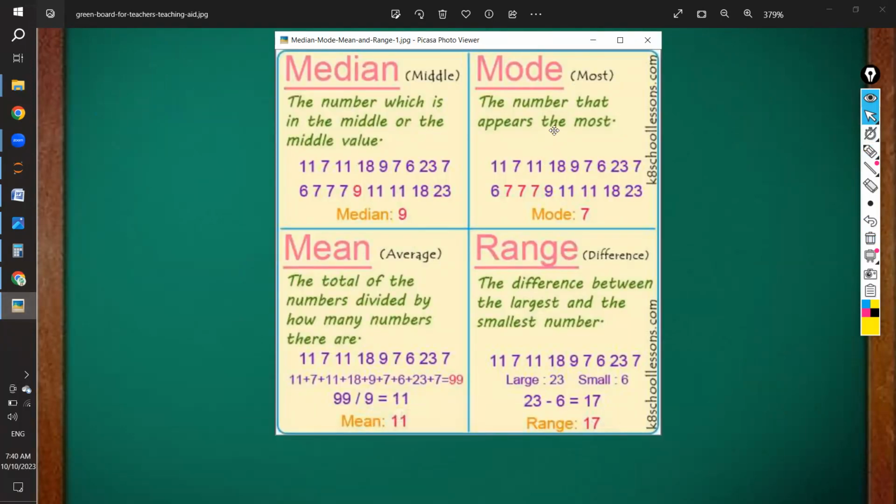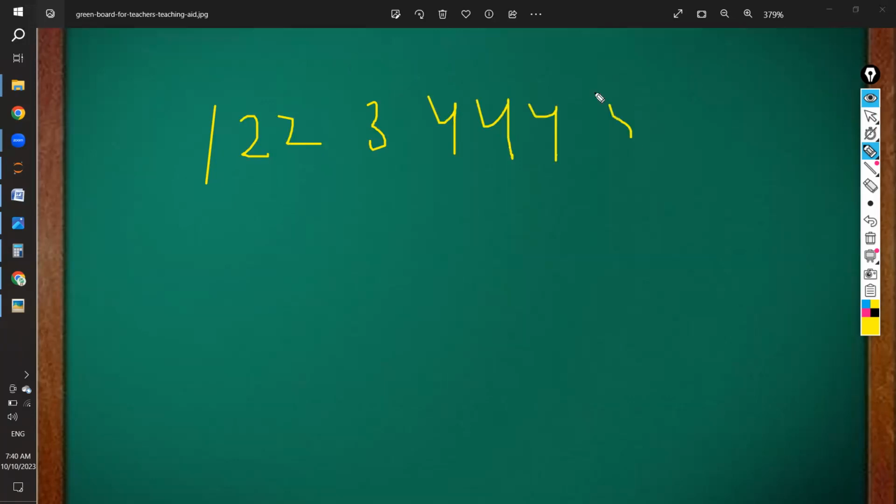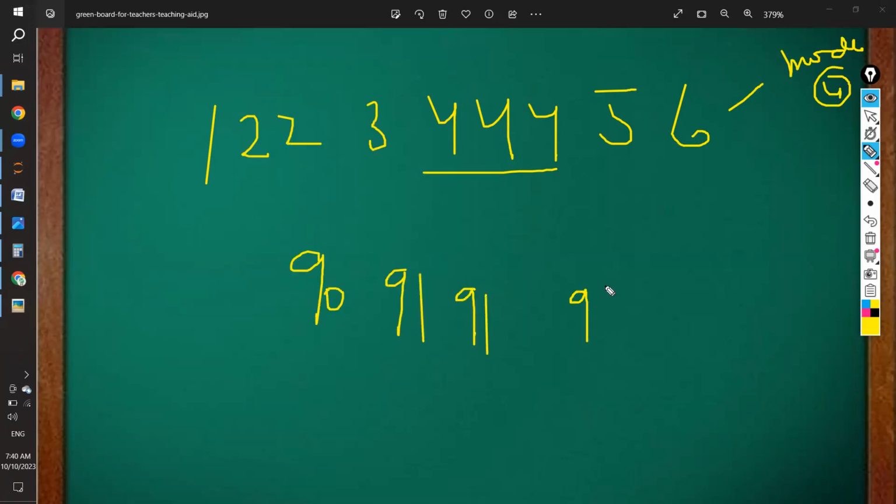The number that appears the most is the mode, irrespective of anything. If I'm having 1 2 2 3 4 4 4 5 6, which number is repeating most? 4. Now the mode is 4. Agree? 90 91 91 92, mode is 91. Getting, guys? Are you able to understand?